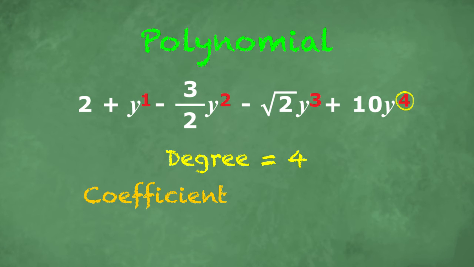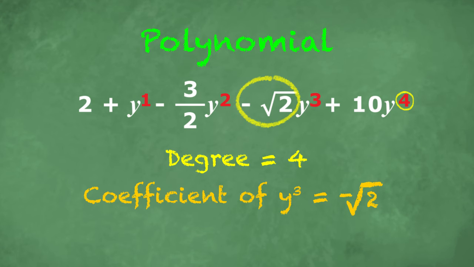What is the coefficient of y cubed? Negative square root of 2. What is the constant term? It is 2.